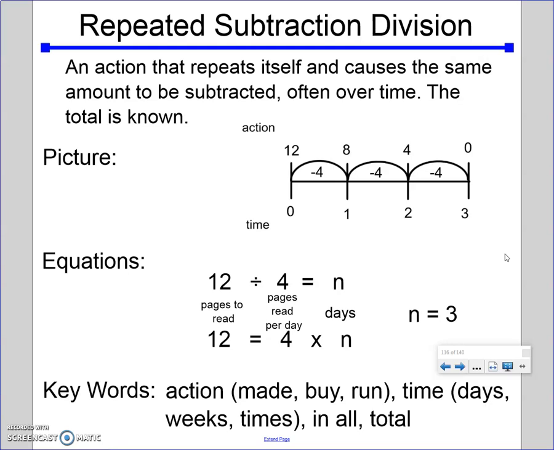Sometimes, like with all the other division story problems, we'll use a multiplication equation to help us think about the division equation. The key words that help us know a story problem is a repeated subtraction division story problem are some kind of action, like made or buy or run, and some kind of time. It could be days, it could be weeks, it could be the actual word times, time something is happening, and sometimes we'll see things like in all and total as well.